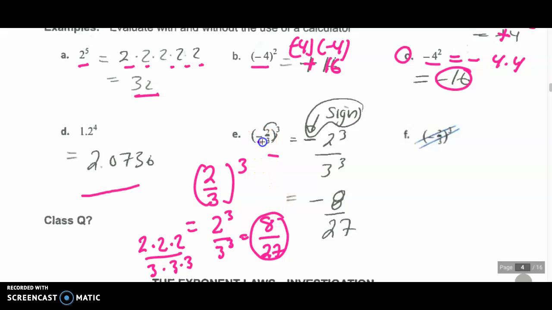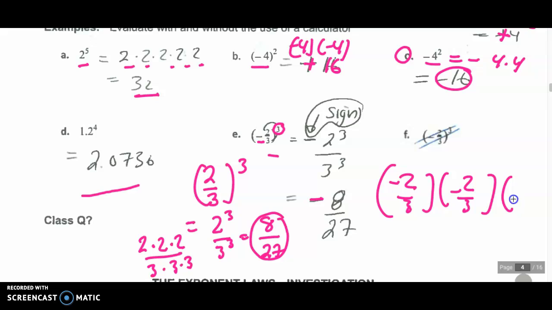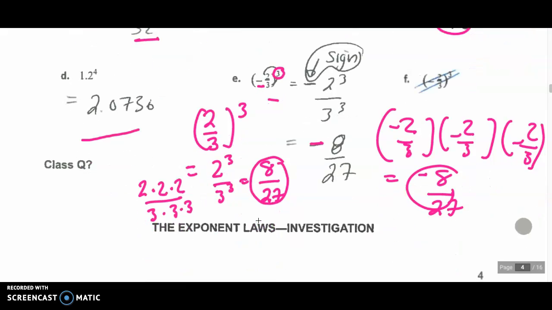Now, because it's a negative in front, in this case, what you have to say again is this is odd, so my final answer is negative. So it's -2/3. I'm just going to expand this now, times -2/3 times -2/3. And when you multiply a fraction, you multiply the tops by each other. So you have -2 times -2 times -2 is -8. 3 times 3 times 3 is 27. So where does that negative go? Does it go on top or in front? It doesn't matter. Okay, but either way, no matter what, your final answer is negative.